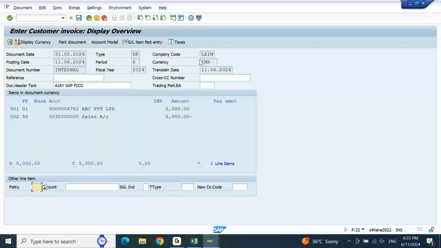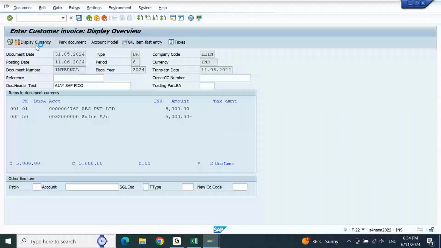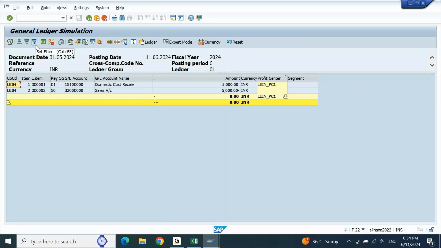To understand which line item is being split and how the system is splitting this, go to document, click on simulate general ledger. If you click on simulate general ledger, first thing, you need to make sure the amount total becomes 0, point number 1. Point number 2, select your account assignment, which is your profit center. At the profit center level, do a subtotal. If you do a subtotal at the profit center level, it should also become 0. Then you click on expert mode on the top.